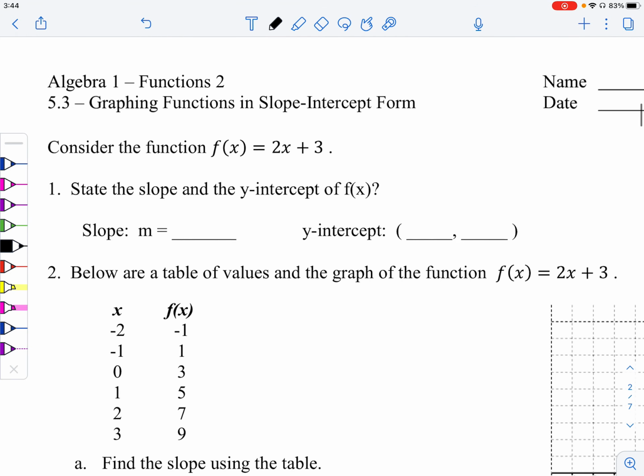Okay, so again, right here, f of x equals 2x plus 3. We compare it to our y equals mx plus b, slope-intercept form. Right next to the x, that's our slope, so our m is 2. Our y-intercept is at the end, positive 3. Remember, y-intercepts always start with 0, so 0, comma, 3. That's our y-intercept.